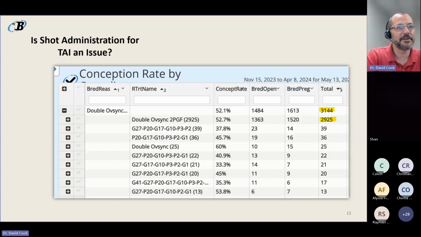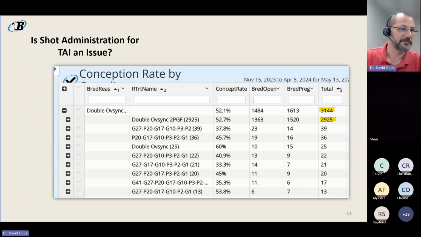Well, here we can go in and look at it, because every shot is going to have some record of every GnRH, every PGF that's given. We can go back and look at all of the different shots that have been given leading up to that timed AI, and then determine what that shot compliance is.